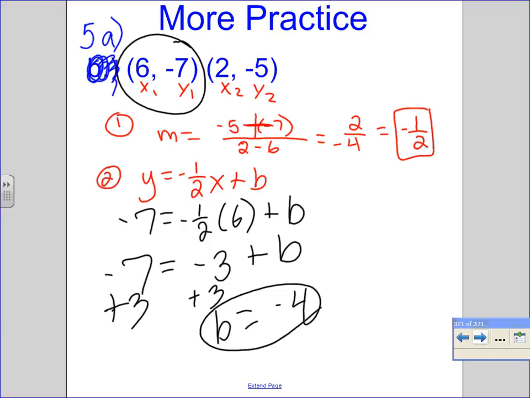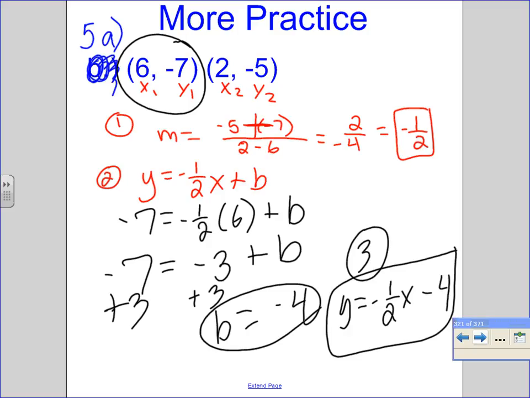Now, the last step, which is step 3, is write your equation. What's the equation going to be now? y equals -1/2 x minus 4. So we wrote an equation that passes through those 2 points. Now, your calculator does do that for you, but I'm not going to show you how because I want you to be able to do this algebraically. Eventually, I'll show you.